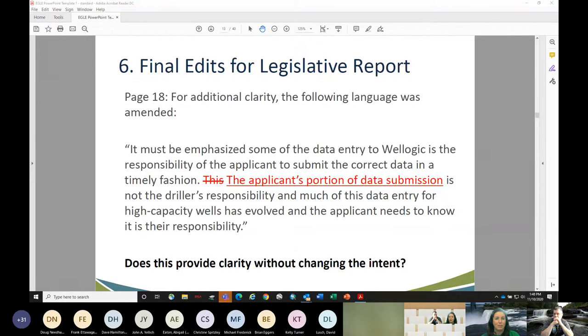Or could it be dealt with by saying, for instance, in the previous sentence, where it says these trainings would provide presentations, physical sample descriptions, training and review, and have Eagle present the benefits of timely input of quality data to WellLogic. What if you added in that list of things that the trainings would provide, maybe something about presentations, physical sample descriptions, applicant responsibilities, training and review?